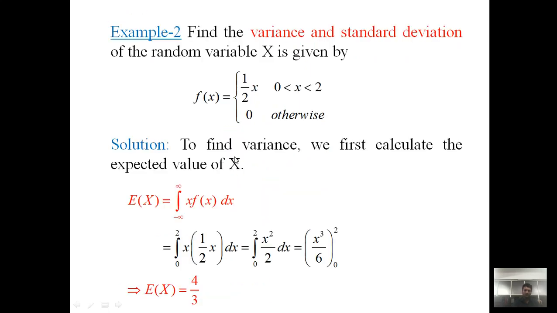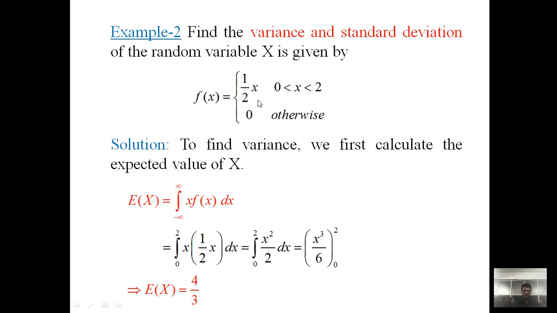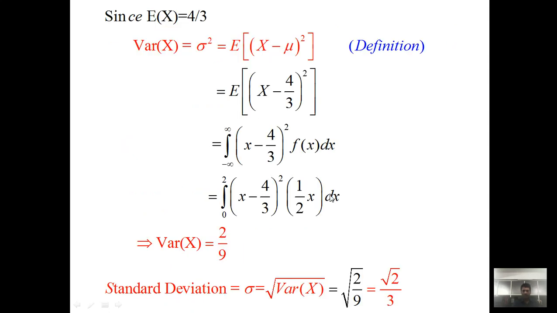Again, as per the boundary defined in the definition, the density function takes a non-zero value in the interval 0 to 2. So the integral boundary is replaced: integral over 0 to 2 of (x minus 4 by 3) whole square. Now f of x is x by 2, so x by 2 into dx. By solving this simple single integration with respect to x, we get the value of the integral as 2 by 9, which is nothing but the variance of X. So the variance is 2 by 9.